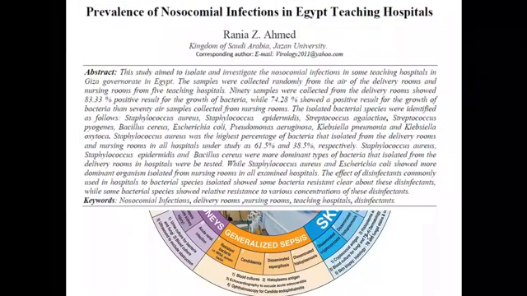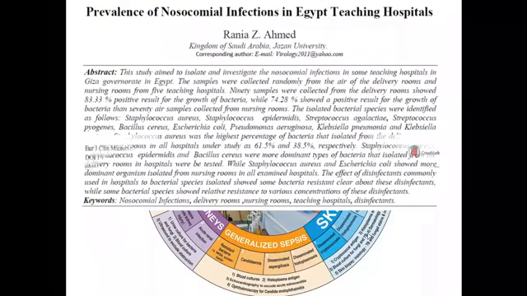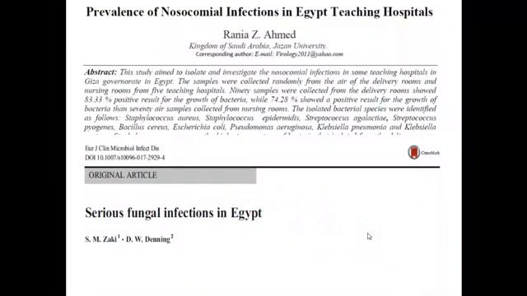Something like the prevalence of nosocomial infection in Egyptian teaching hospitals, published by Rania Ahmed. She mentioned what already happened in some teaching hospitals in Egypt, but she studied bacteria. As I told all of you, in Egypt we are very interested in bacteria, not in fungi. But our Bible in that is Zaki and Denning, serious fungal infection in Egypt, because they put their hand right on the wound, because we need to discuss that with a clear vision, without hiding anything. Yes, we have serious fungal infection in Egypt in some hospitals, or the majority of hospitals. How can we control that?